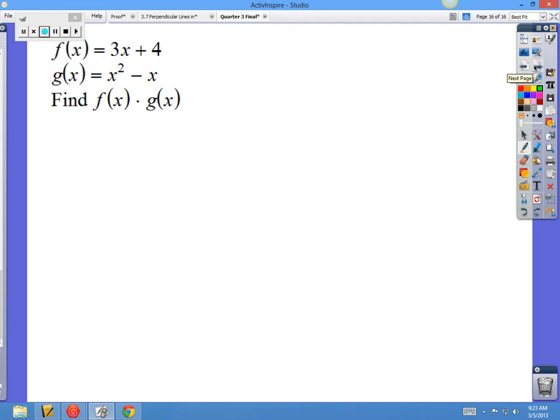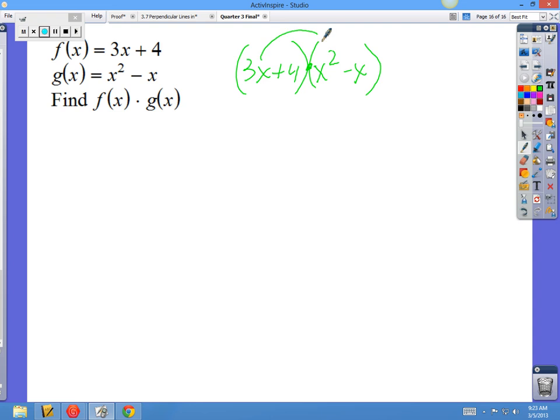Last one, a multiplication problem. All they want you to do is take f, here's f, 3x plus 4, multiply it to g, which is x squared minus x. Now, multiplication problem, you have to do the distributive property.